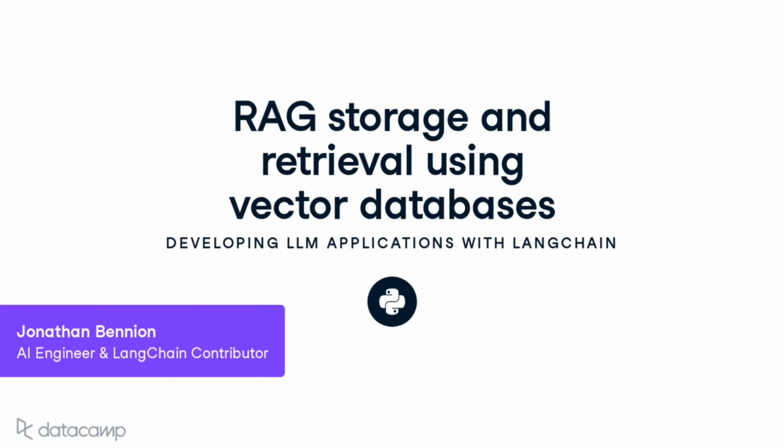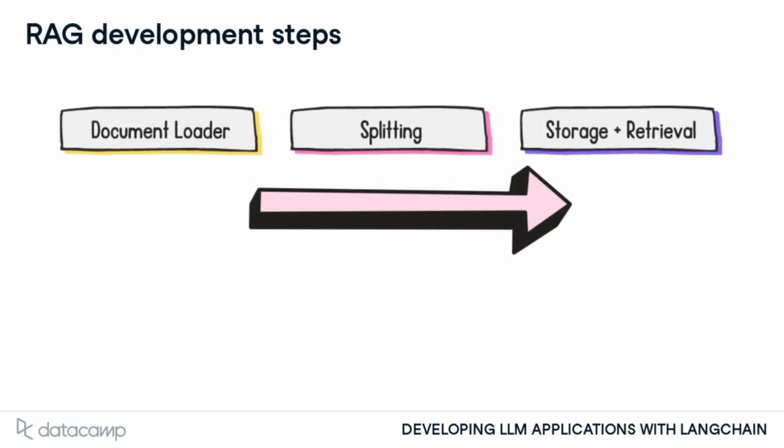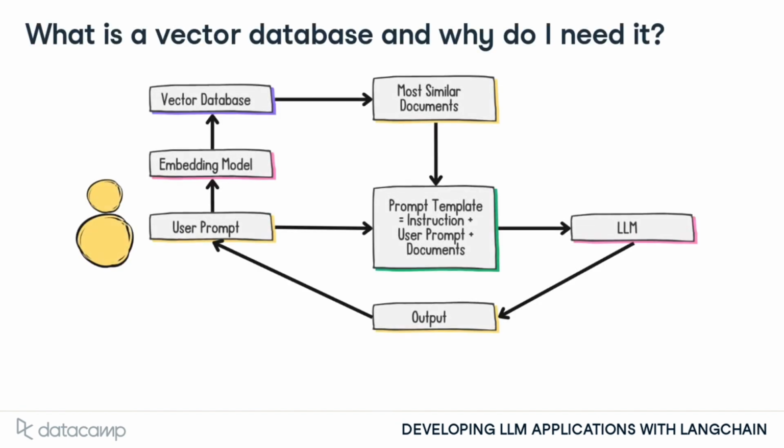Welcome back. Now that we've covered document loading and splitting, we'll round out the RAG workflow with learning about storing and retrieving this information using vector databases. We've now loaded documents and split them into chunks using an appropriate chunk size and chunk overlap. All that's left is to store them for retrieval. We'll be using a vector database to store our documents and make them available for retrieval. This requires embedding our text documents to create vectors that capture the semantic meaning of the text.